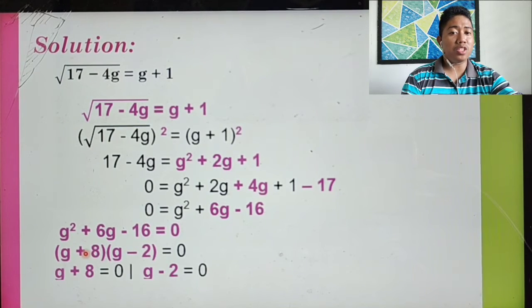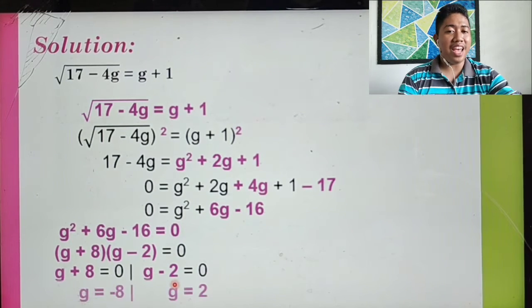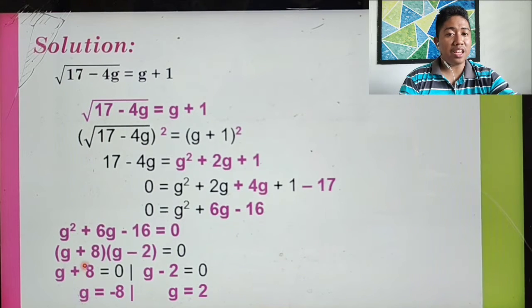The next step is to equate each of these factors to 0, so that we are using the zero product property. So g plus 8 is equal to 0 and g minus 2 is equal to 0. And then solve for the values of g. So we transfer to the other side: positive 8 becomes negative 8. Same with negative 2, it becomes positive 2.